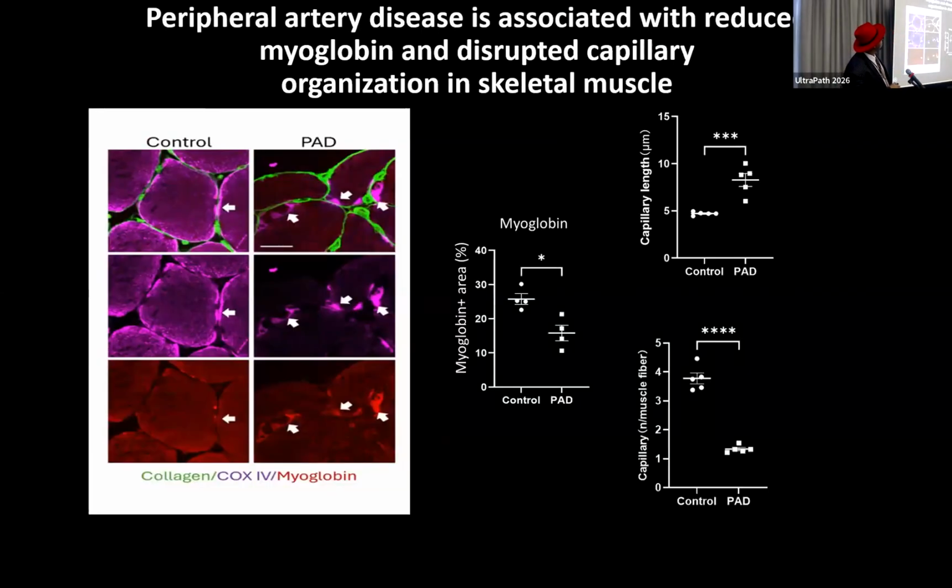So the way that we know that it has a role in this dysfunction is we've stained for collagen showing the capillaries are a lot larger in the PAD samples compared to controls. We also found individual staining for mitochondria with COX that were unique and not just kind of scattered throughout in the control. And we saw reduced staining with myoglobin as well.